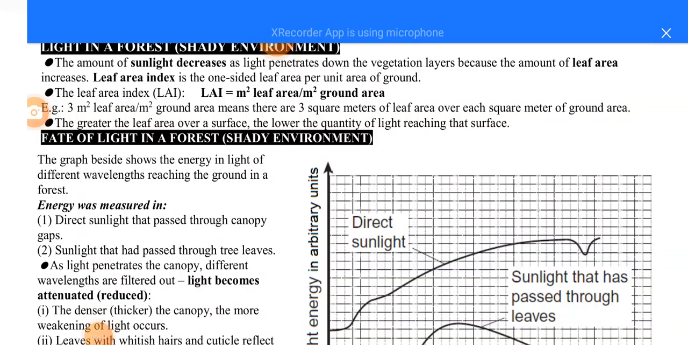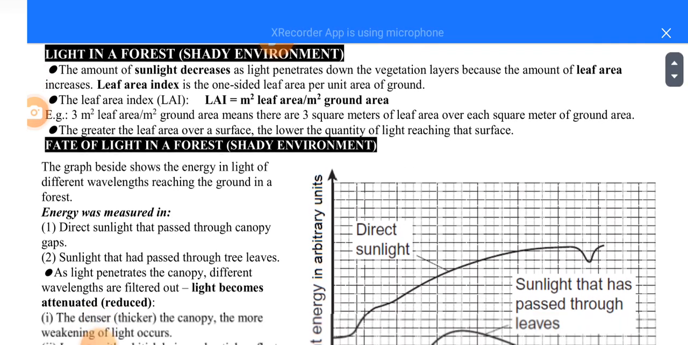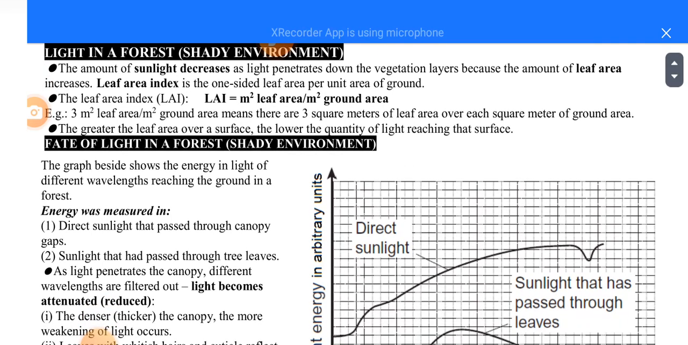So we are going to begin another part of our autotrophic nutrition. This time around we are going to look at light in a forest, in bracket, the shaded environment. But before we proceed, this is also very important to note.